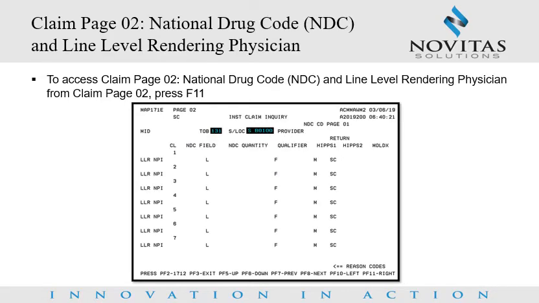Claim page 02, National Drug Code NDC and line level rendering physician. Moving to the right is basically extending or opening subscreens related to the main page we moved from. So this page is claim page 02 extended once, which is used to enter National Drug Code NDC and line level rendering physician information. To access the second subscreen, press F11 to move to the right.